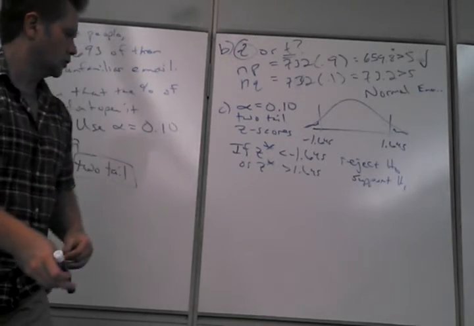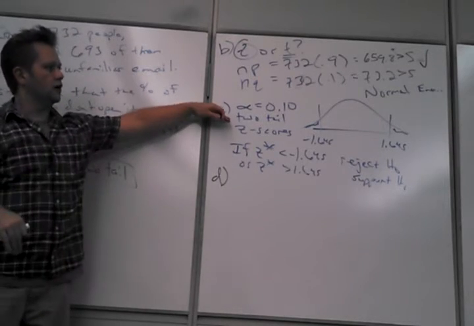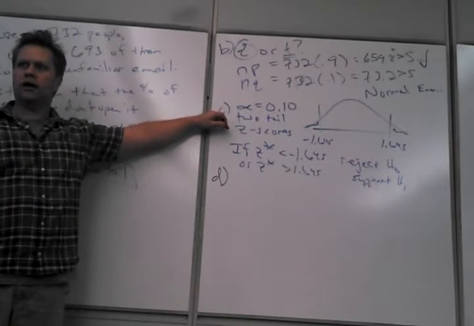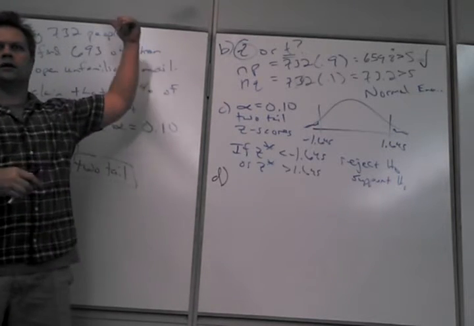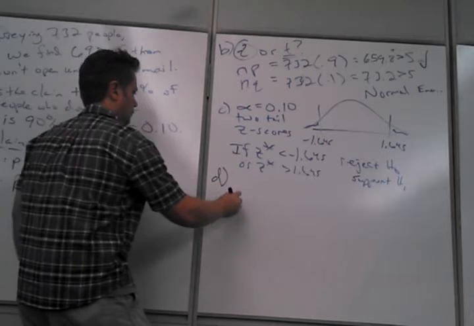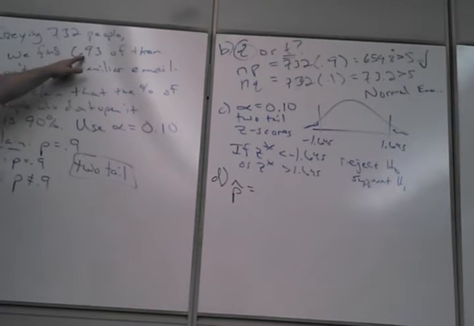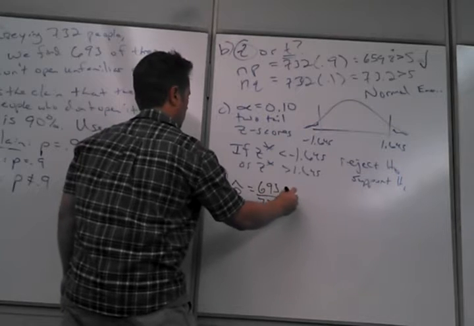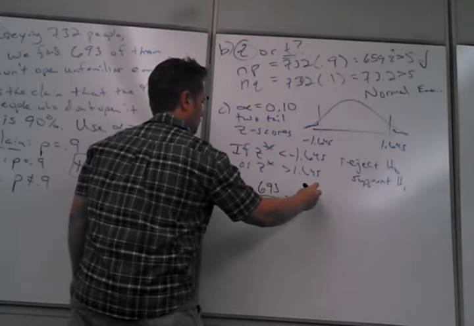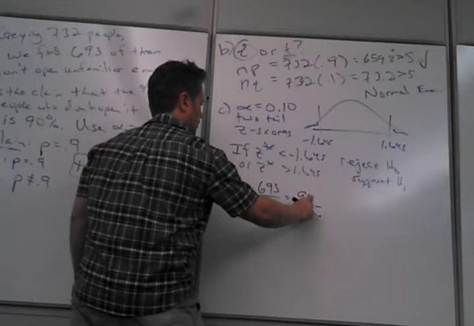All right, so what about this next step? These are the two key steps here. What's far enough away? What's going to show me evidence, and then did we actually find enough evidence? So what do we know from our sample? What's p hat? How do I get that? 693 out of 732. 0.947.